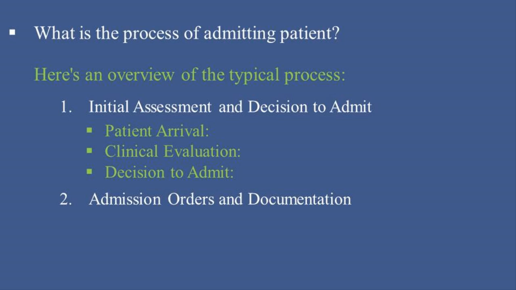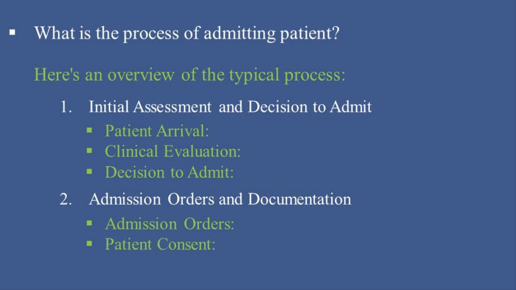2. Admission orders and documentation. Admission orders. Once the decision to admit is made, the healthcare provider writes admission orders. These orders typically include the admitting diagnosis and reason for admission, the designated hospital unit or department where the patient will be admitted, e.g., ICU, general medical unit, surgery, initial treatment plan, including medications, diagnostic tests, and any special instructions, dietary restrictions, activity levels, and any necessary consultations with specialists.